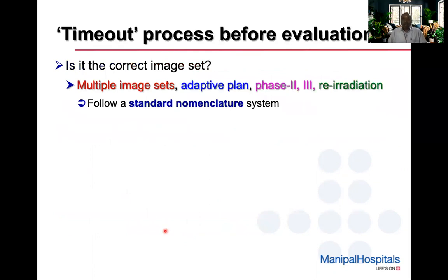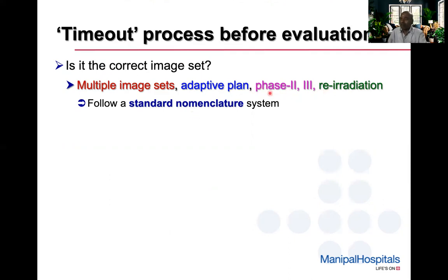And one another thing that I would recommend, which I personally prefer, is to take a timeout process before starting with the plan evaluation. That is, ask questions like, is it the correct image set that has been used in this particular plan? It is particularly important when there are multiple image sets for that patient. Adaptive plan has been done for the patient, or phase 2, phase 3, or re-radiation. The patient is coming after a couple of months or a couple of years for re-radiation.